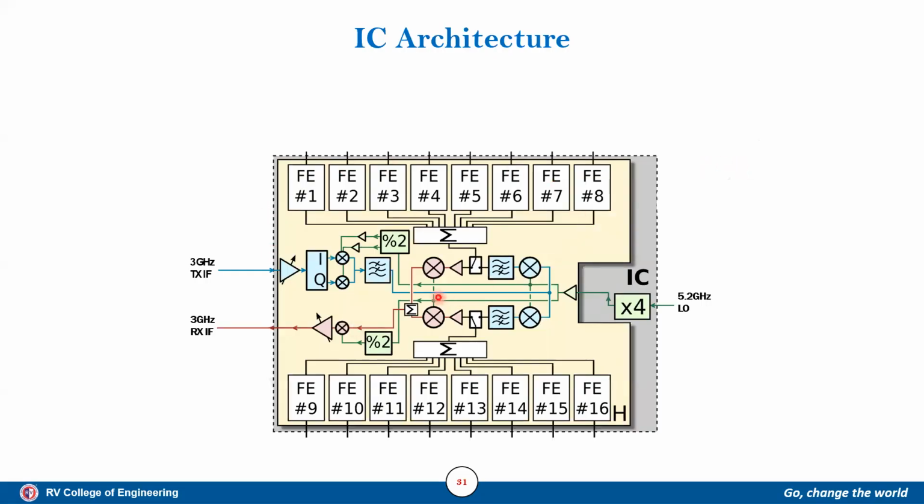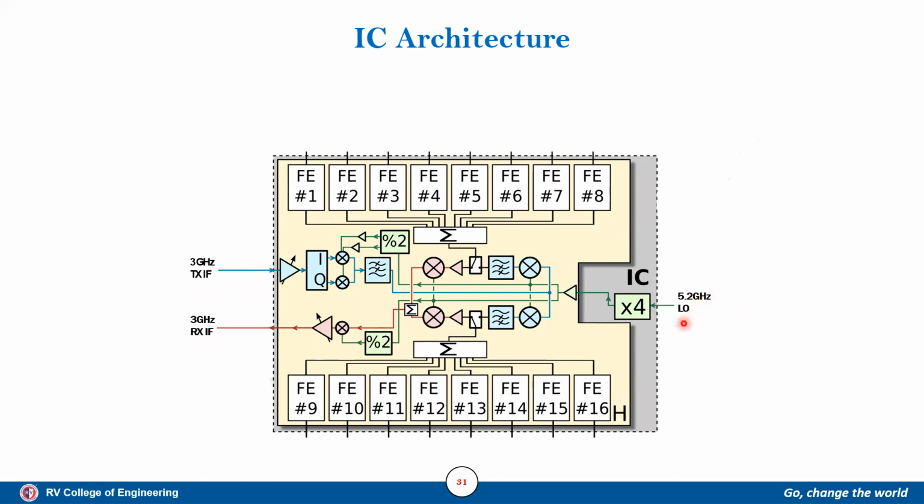This is basically a transceiver, which means it consists of both a transmitter as well as a receiver. When this particular switch is connected to the left side, it acts as a receiver. When it is connected to the right side, it acts as a transmitter. These two are multiplexer-demultiplexers, and these are the antennas or front ends of the particular RF system. It has a transmit IF of 3 gigahertz and a receive IF of 3 gigahertz. It has an input LO of 5.2 gigahertz from a frequency synthesizer.